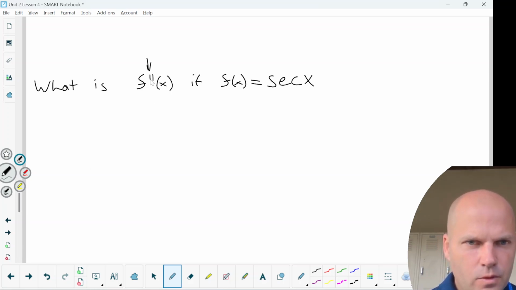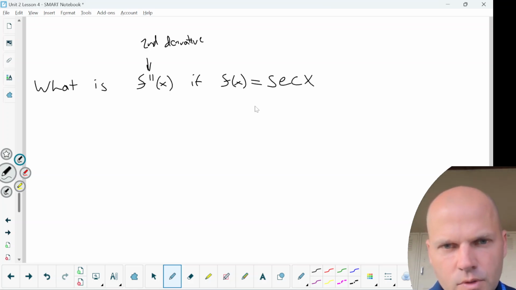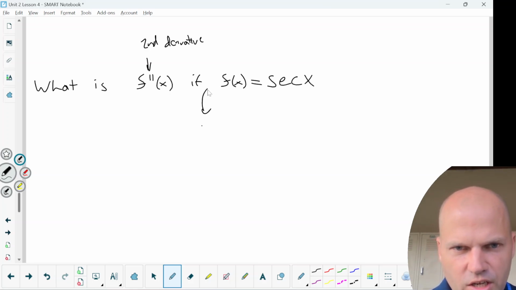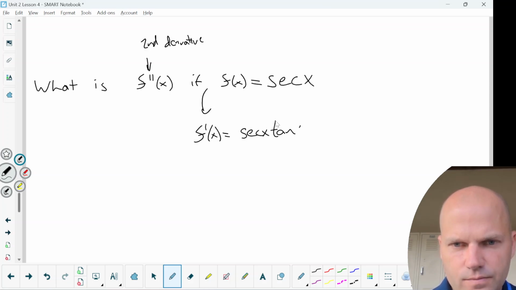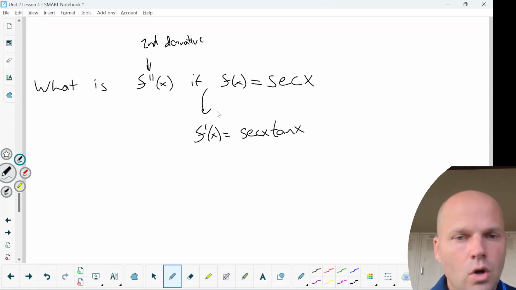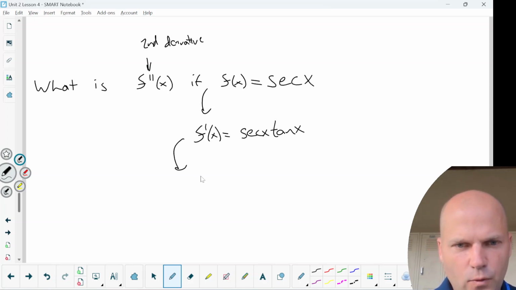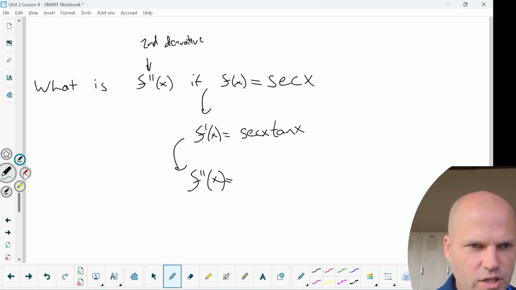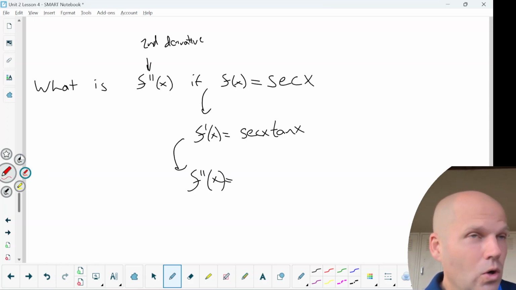Here, look at that. F double prime, second derivative. We want the slopes of the slopes of f, and f is secant. Now, what's really interesting about this problem is when you find the slopes of secant, you probably don't remember it already, but the slopes of secant are secant x times tangent x. Great. Well, what if I asked you for the slopes of the slopes? The derivative of secant x tangent x.